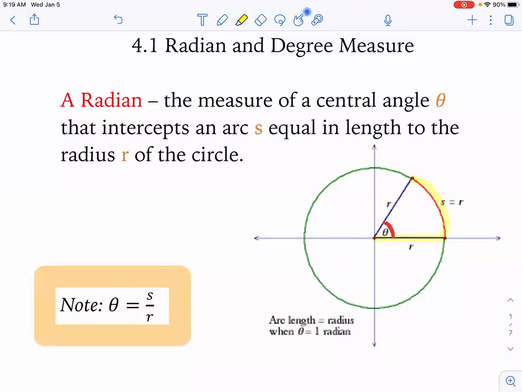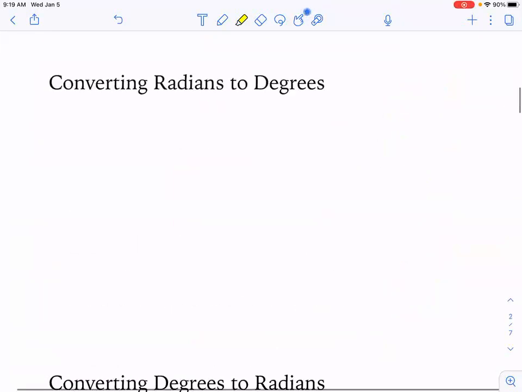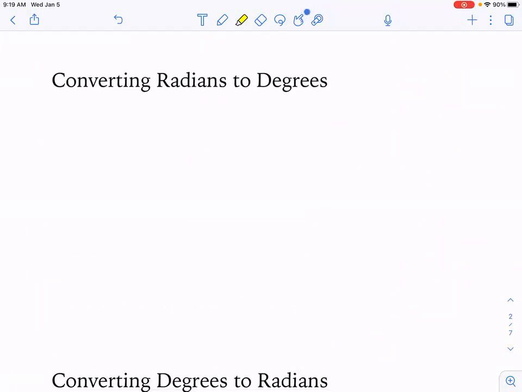All right, now let's talk about going from radians to degrees. Please tell me how many degrees are in this circle. How many degrees are in a circle? Okay, 360 degrees.